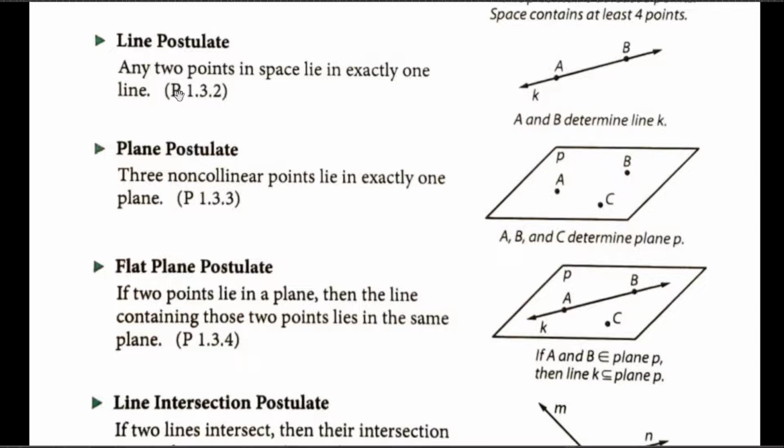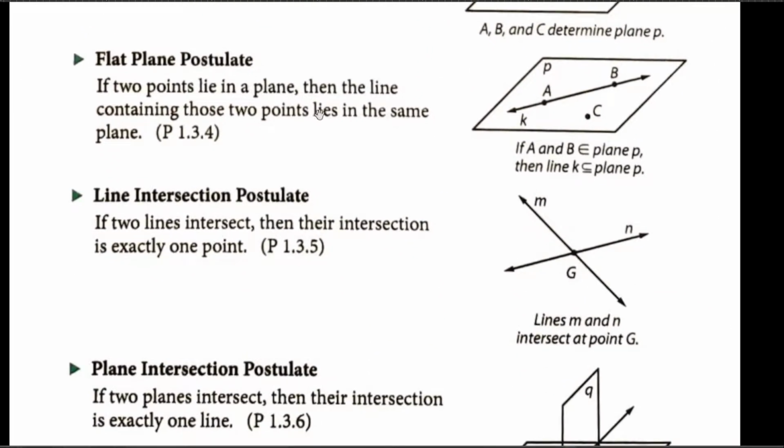All right, let's take a look at the next one. This is called the line postulate. Oh, we're running out of time. Let's go through it quickly. The line postulate: any 2 points in space lie in exactly one line. Look, I have a point here, I have a point here. You could always connect those points and make a what? A line. Any 2 points anywhere, you could always connect and make a line. That's what that says.